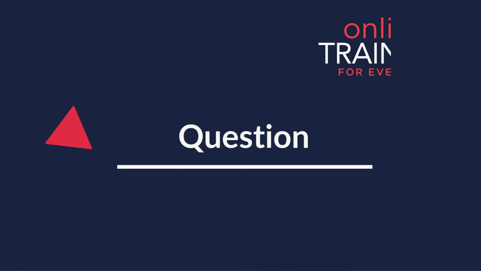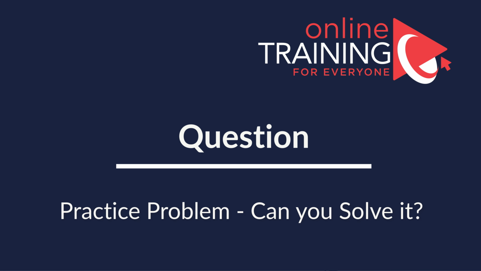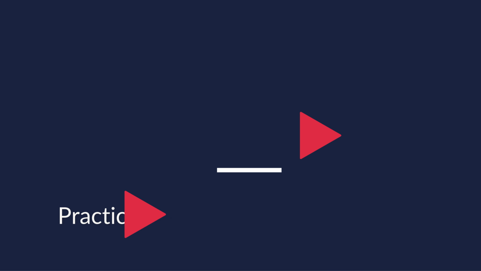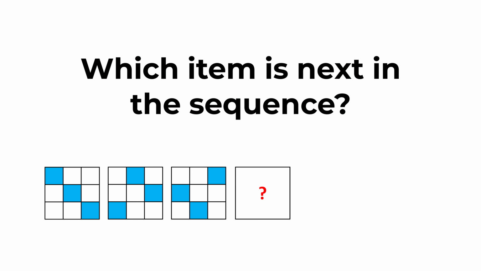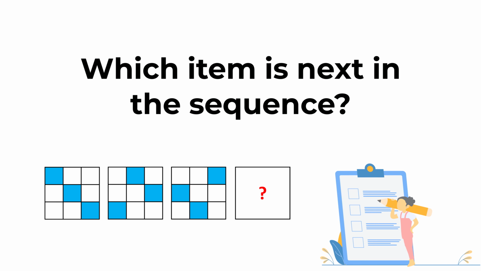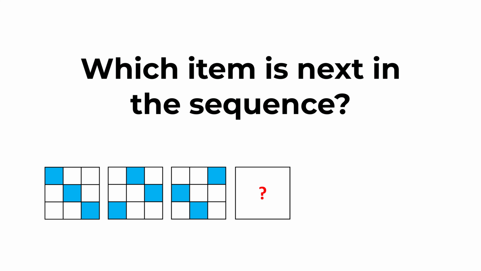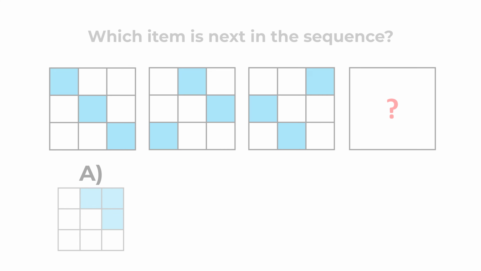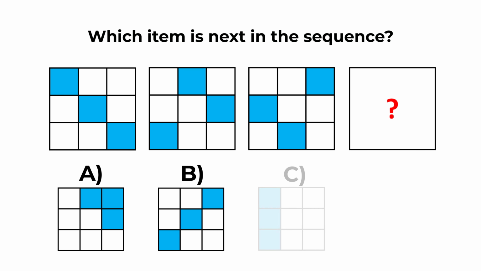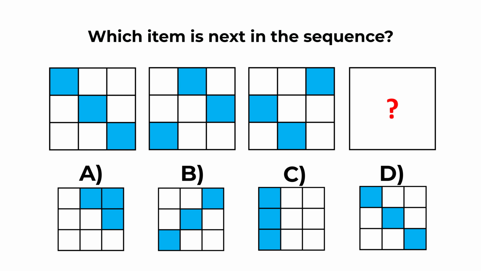And now I have a practice question for you. You need to determine which item comes next in the sequence. You're presented with 3 large squares. Each large square contains 9 small squares inside, and small squares are of a different color. And the 4th square is missing, and you have 4 different choices to choose from. Choices A, B, C, and D. Do you see the answer? Give yourself 10 to 15 seconds to see if you can come up with the solution.